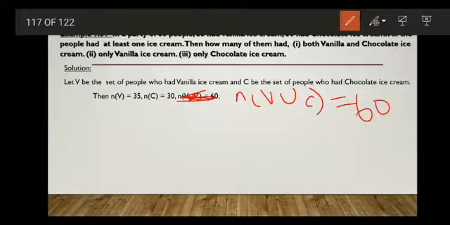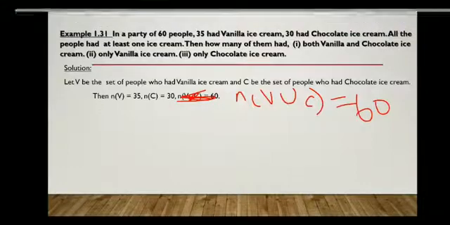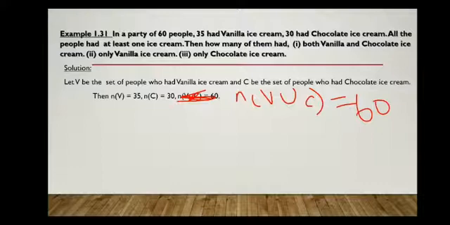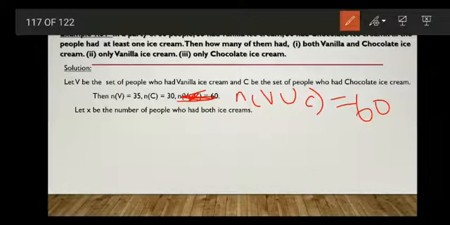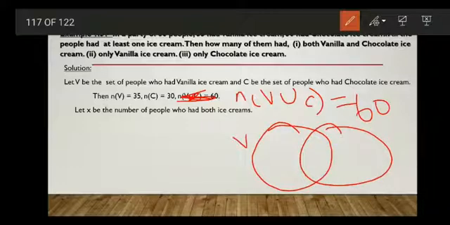Okay. So what we have to find out? We have to find out the number of people who had both vanilla and chocolate ice cream. So we'll take X be the number of people who had both ice creams. Now we'll draw a Venn diagram for the given things. We'll take two sets V and C. This is vanilla, this is chocolate. How many people had vanilla? 35. So this whole portion is 35 people. How many had chocolate? 30. We have taken X as the number of people who had both ice creams, so they will come here.